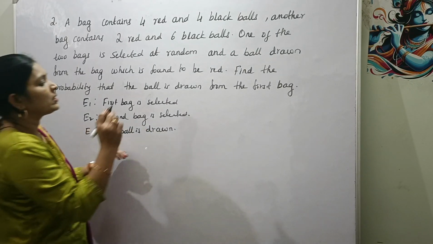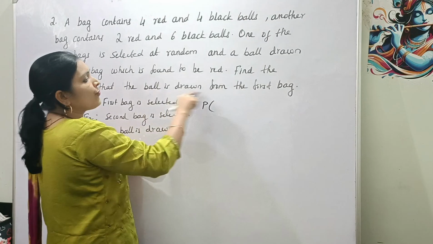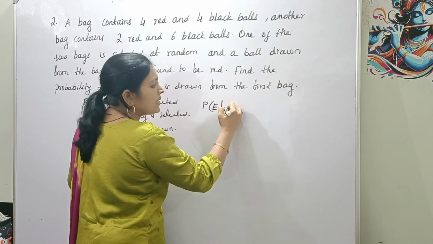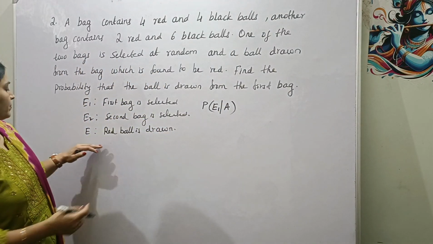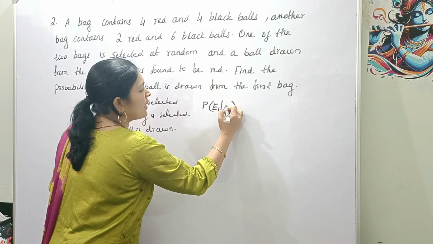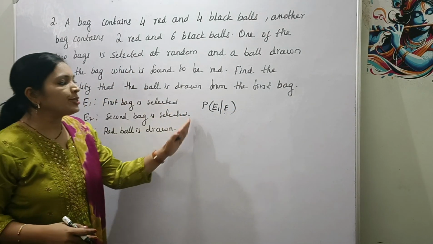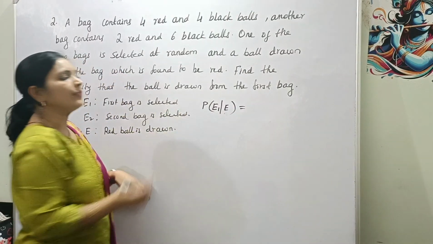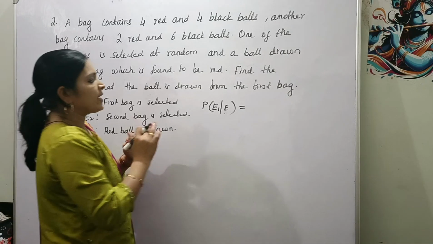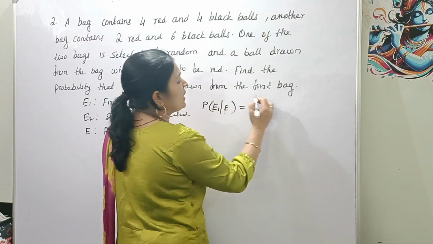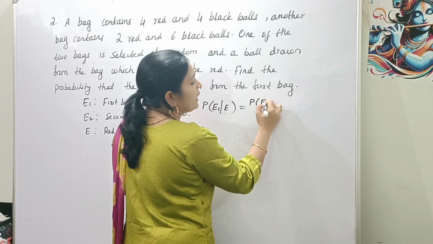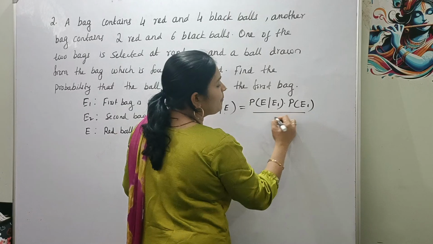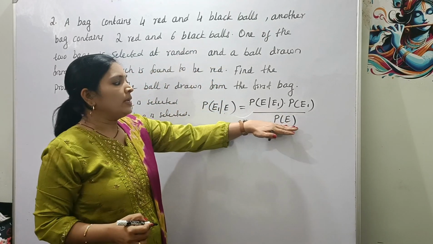Now what do we have to find? Don't be confused here. We have to find the probability of the first bag, that is E1, given E, where E is the event that a red ball is drawn. So we have to find the probability of E1 given E. Here we will apply Bayes theorem. So what is Bayes theorem? Probability of E1 given E is equal to probability of E given E1 into probability of E1, divided by probability of E. It is not given.